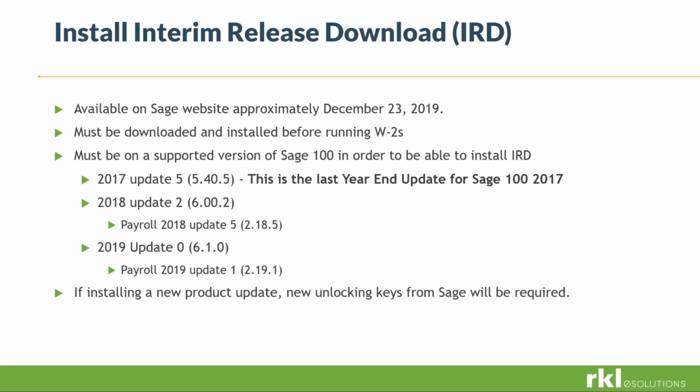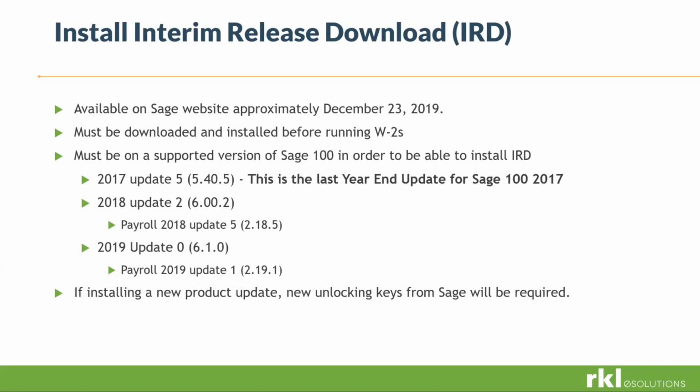Okay, so the interim release download that we've been speaking of will be on Sage's website approximately December 23rd. They don't publish the date in advance, so we do start looking somewhere in and around the 16th or the 17th. It's possible that it may be available on the Thursday or Friday before. It needs to be downloaded and installed before running W-2 forms. And you need to be on a supported version of Sage 100 in order to be able to install it.